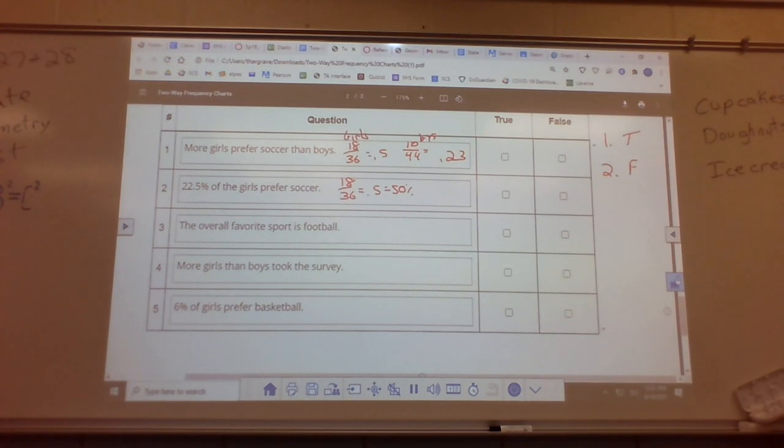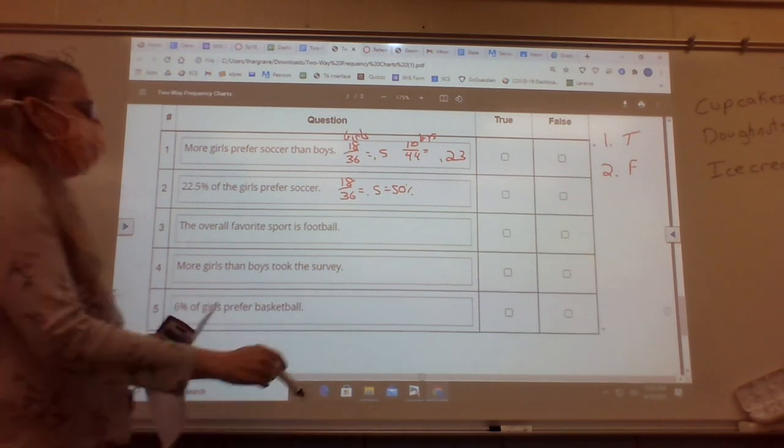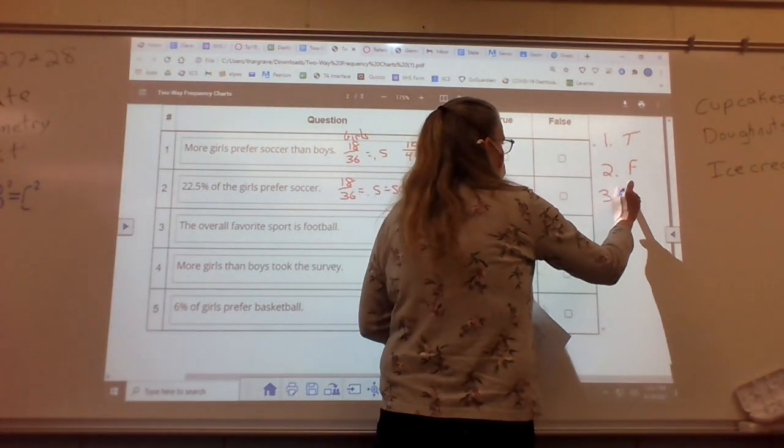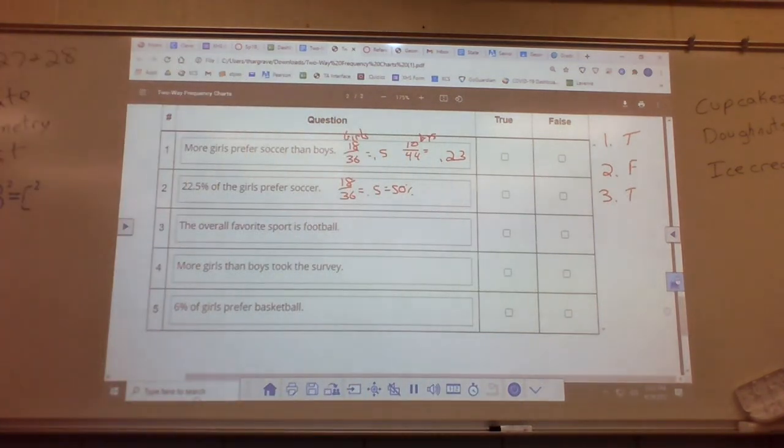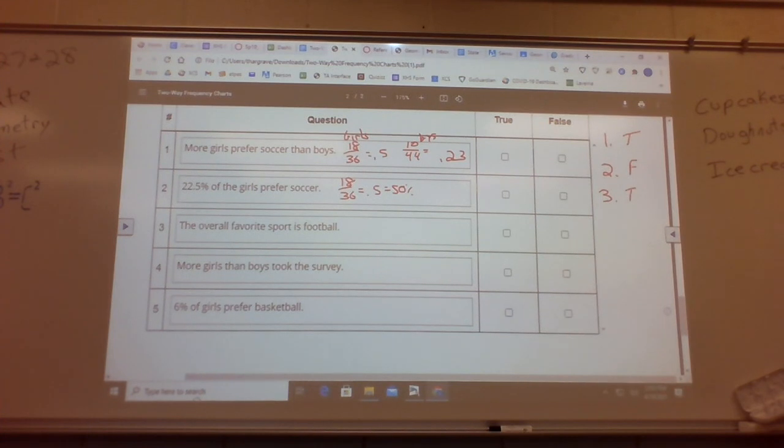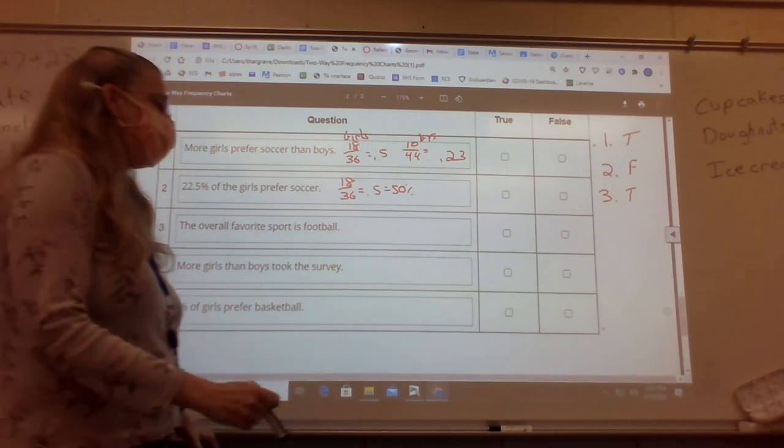3 was pretty straightforward. Overall favorite sport, football? True. I think football basically won out of everybody. And it did say overall, so I wasn't looking at male or female. I was just looking at overall. Number 5 is the next little tricky one. More girls than boys took the survey. False. Fewer girls took the survey, so that's false.